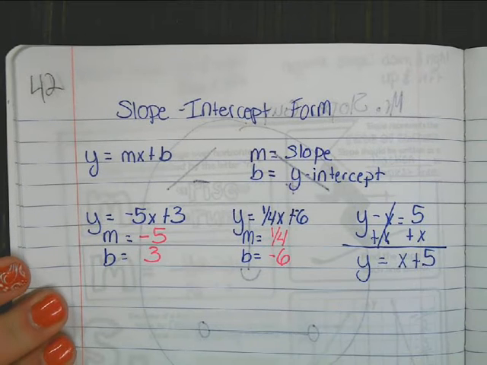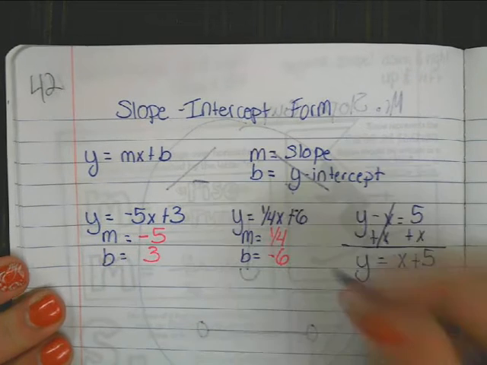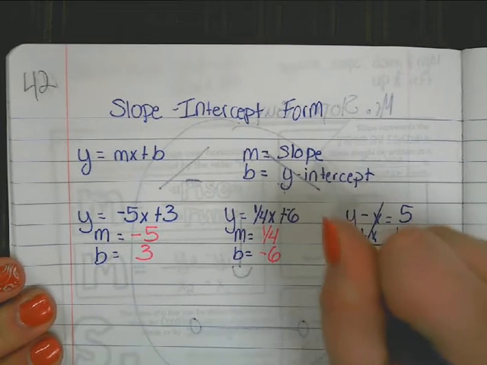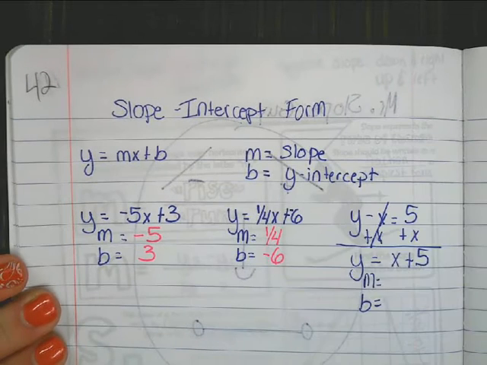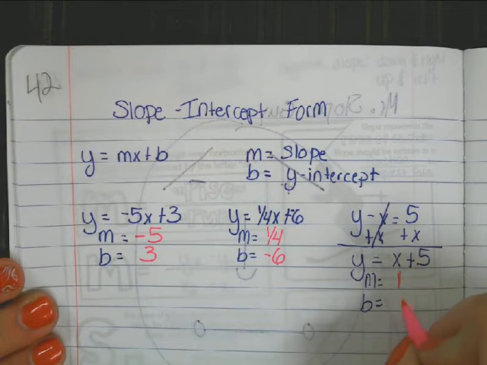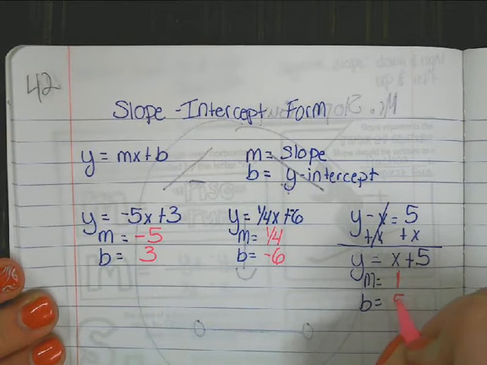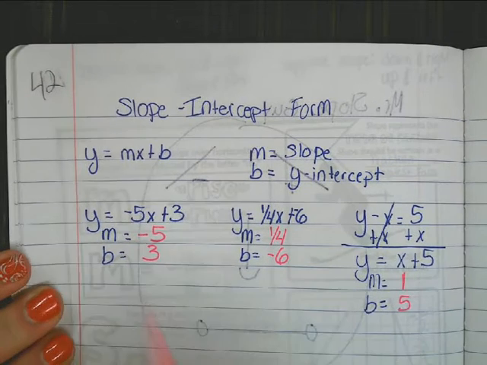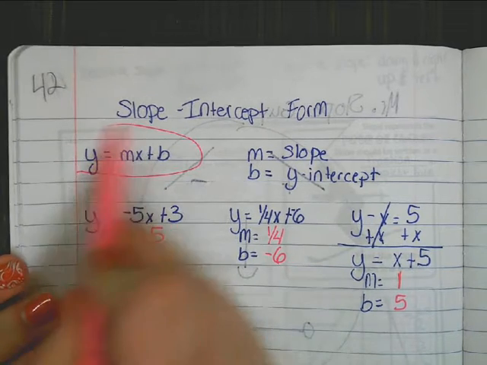So m is what? A 1. B is 5. So you always have to have it y equals mx plus b. Question on that?